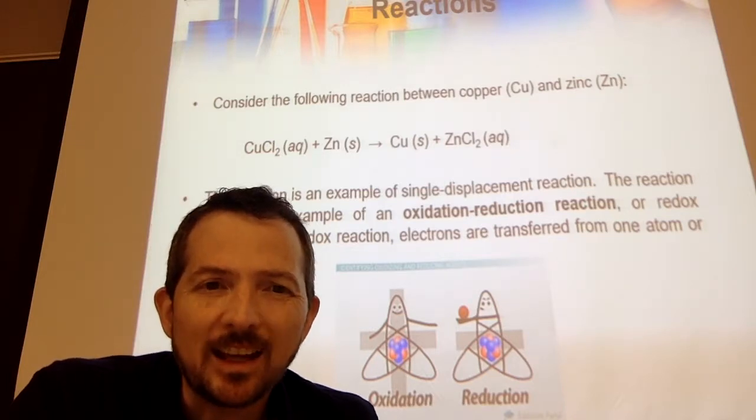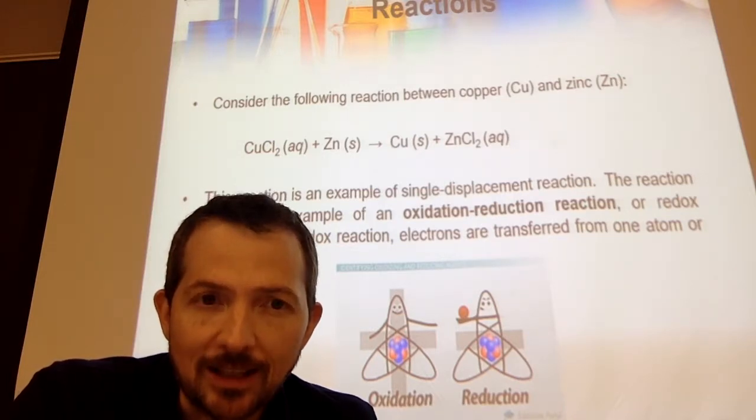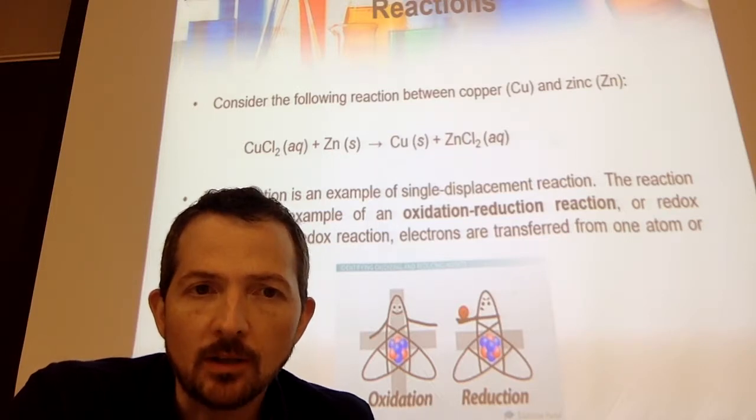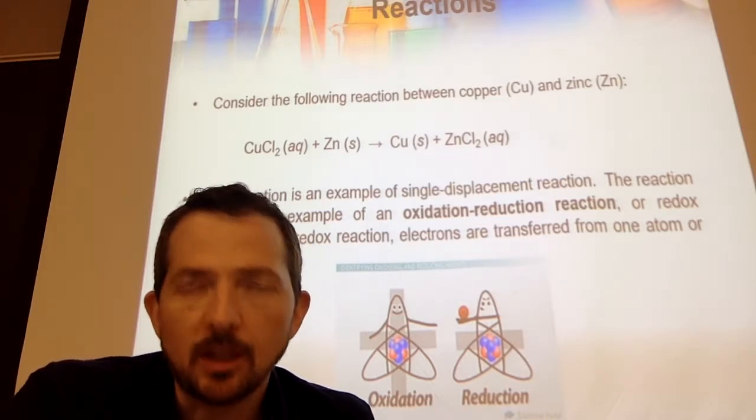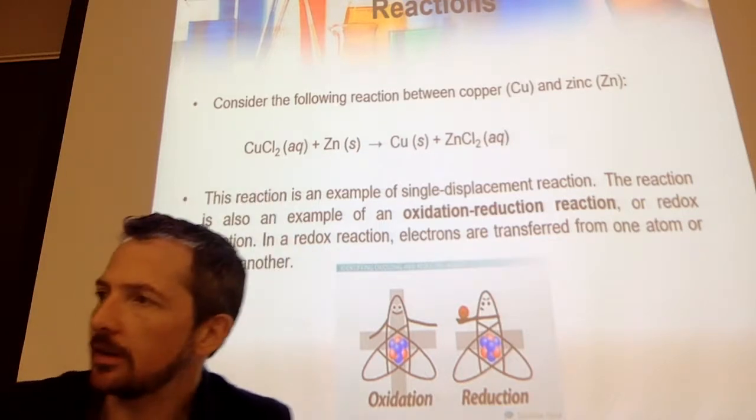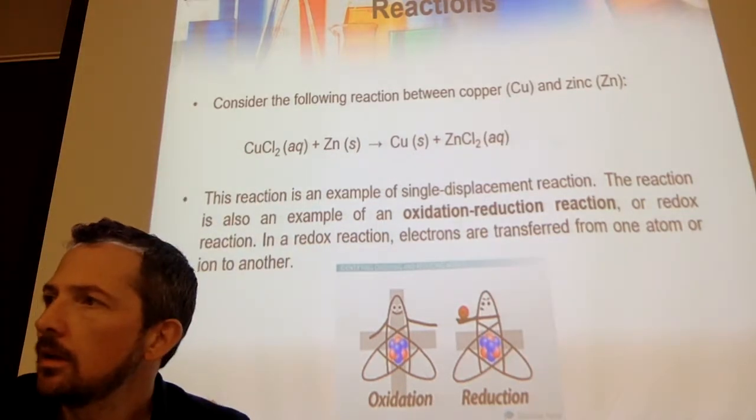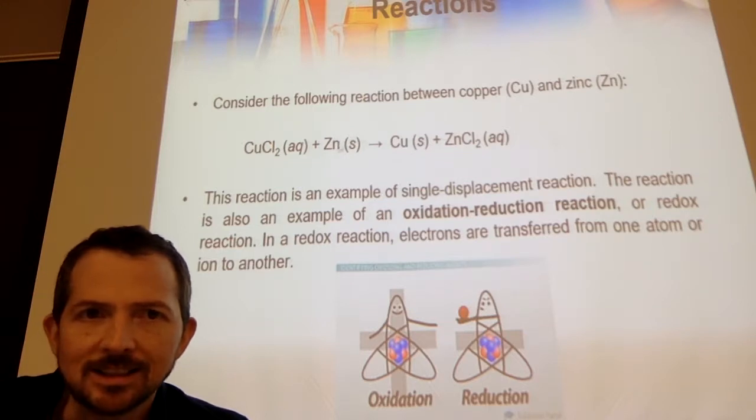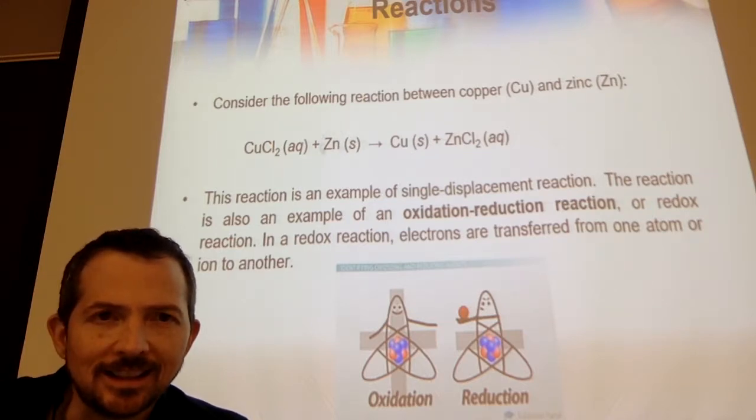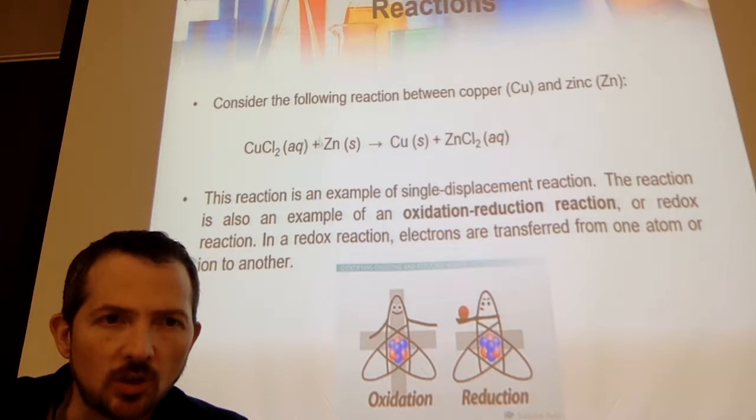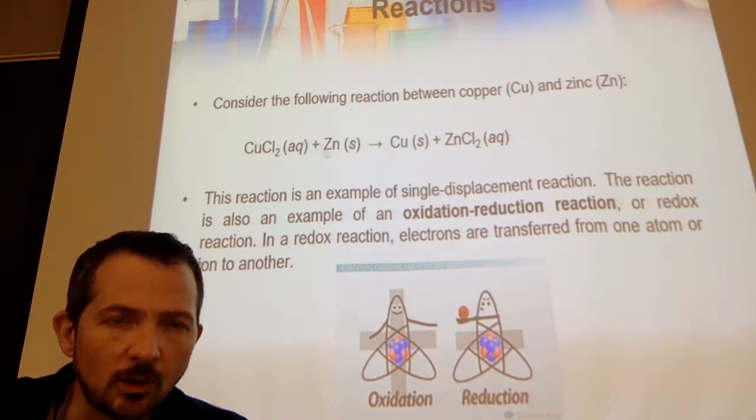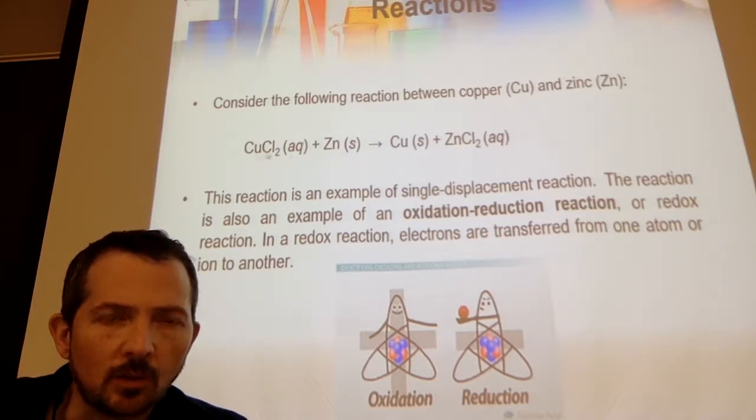Any element in its elemental state is going to have the same number of electrons and protons, so it's going to be neutral. Like if we look at this reaction, I have zinc. Zinc is in its elemental state, so the charge is 0. It has the same number of protons as it has electrons. When it reacts with copper(II) chloride, it becomes zinc chloride. So now since it's in a compound, it has a 2+ charge.